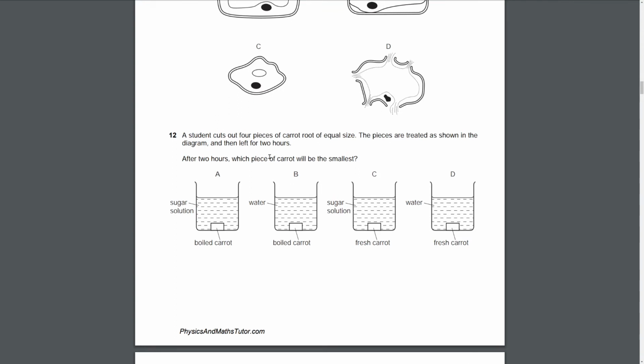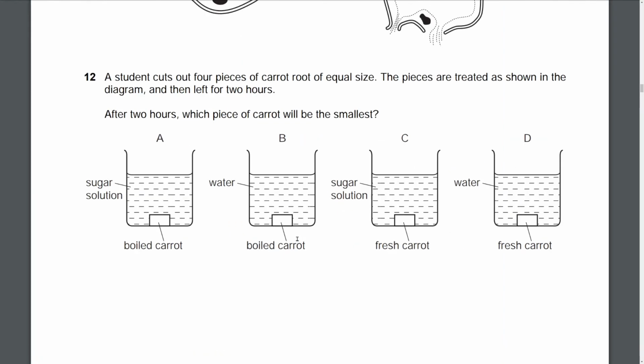Next, we have a student who cuts out 4 pieces of carrot of equal size. The pieces are treated as shown in the diagram, and left for 2 hours. After 2 hours, which piece of the carrot will be smallest? So let's see. Sugar solution. It will be none of the sugar solutions. Water. Osmosis won't occur here because this is a boiled carrot.